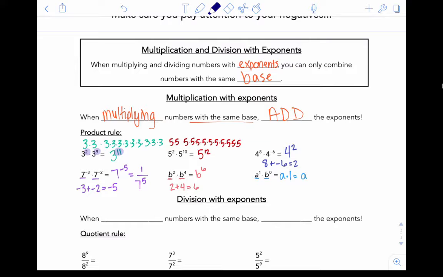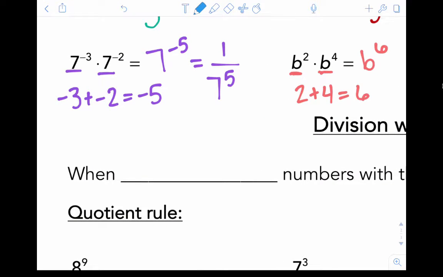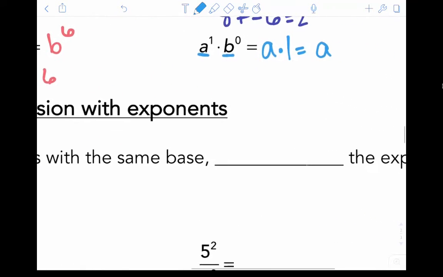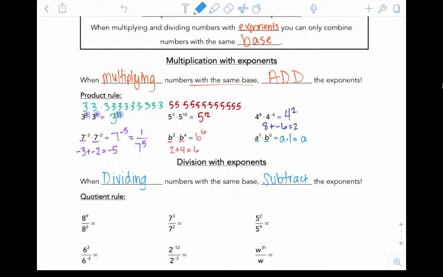So now we're going to divide numbers that have the same base. So when we multiplied, we added. So when we are dividing, we're going to do the opposite. Since multiplication and division are opposite, we're going to do the opposite of adding. So we are going to subtract the exponents. So when dividing numbers with the same base, subtract the exponents.